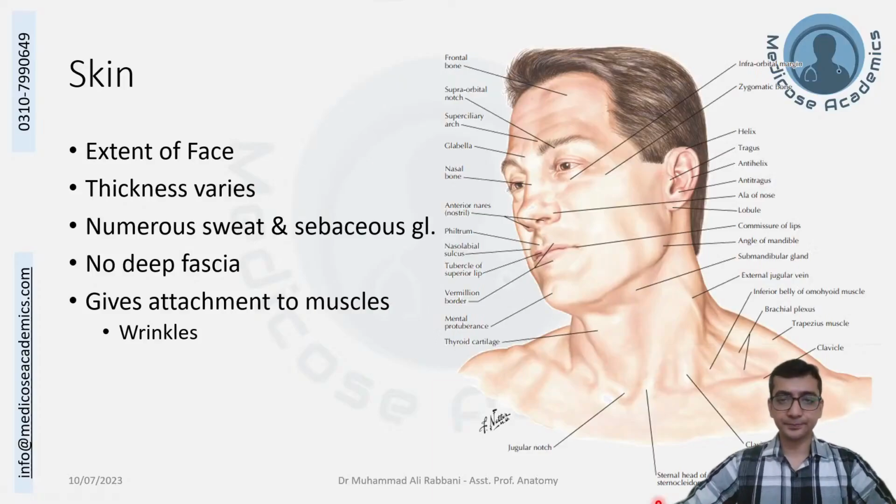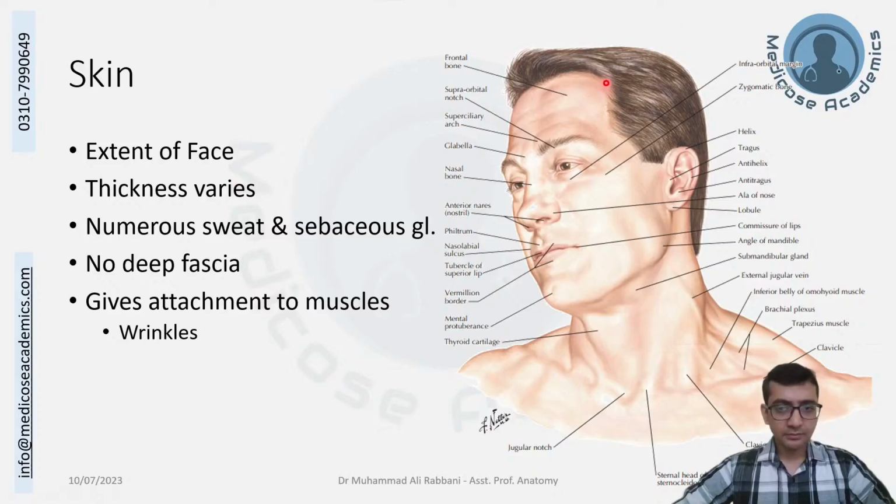Let's talk about the face. Overall, the skin is covering the face. It varies in thickness. It may be thick like that on the forehead. It will be very thin like those on the top of the lips, on the eyelids. It has a number of sweat and sebaceous glands that lead to sweating and the oily nature of the face when there are hot temperatures.